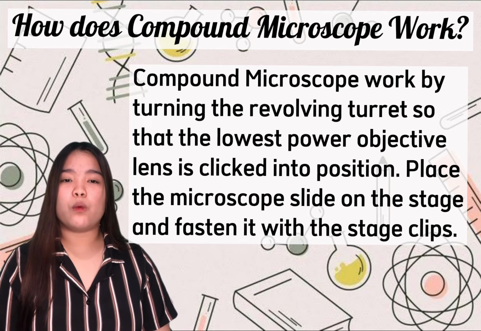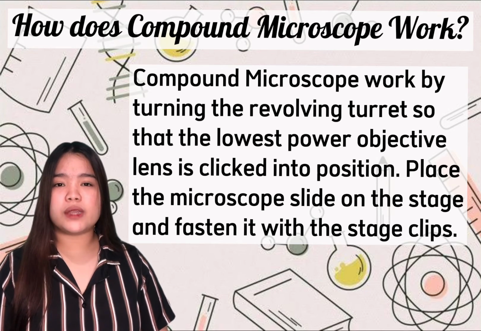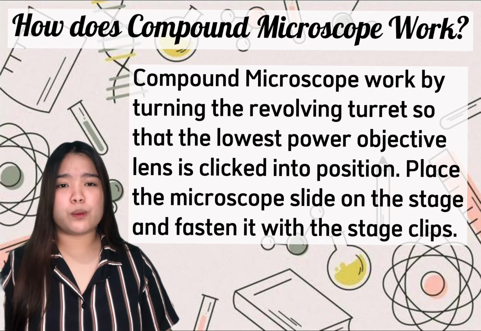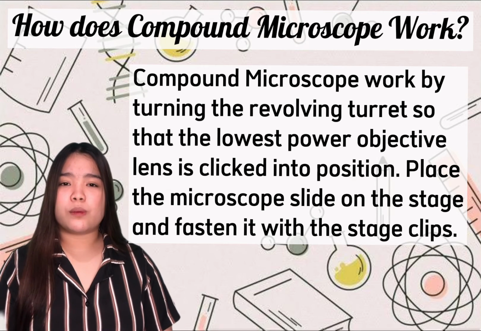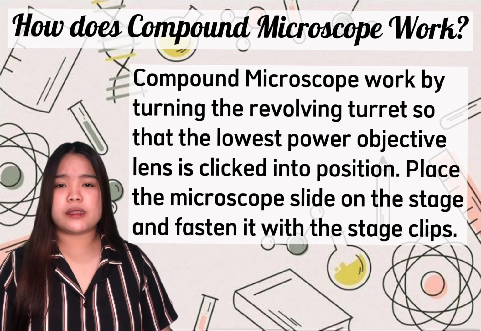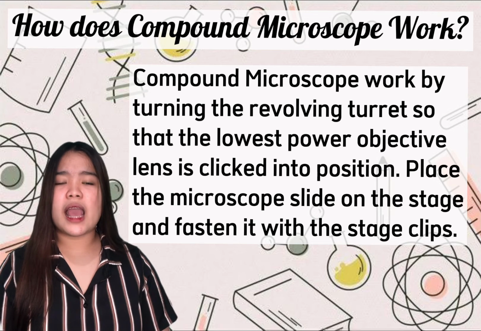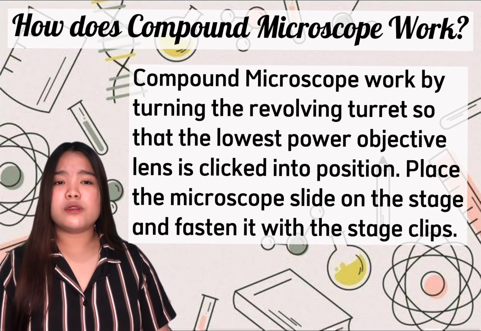A compound microscope works by turning the revolving turret so that the lowest power objective lens is clicked into position. Place the microscope slide on the stage and fasten it with the stage clips. Look at the objective lens and the stage from the side and turn the focus knob so that the stage moves upward.